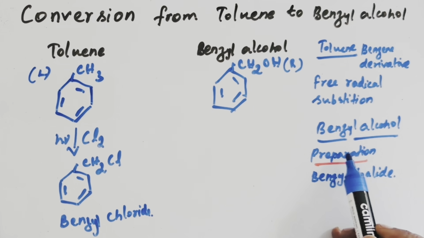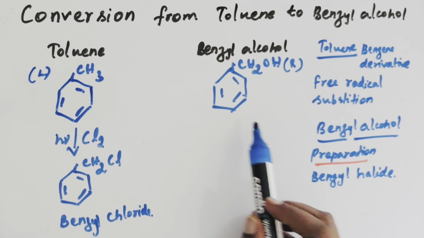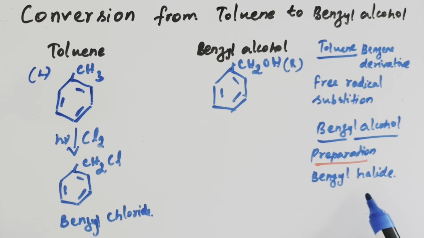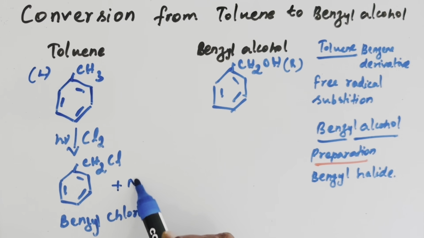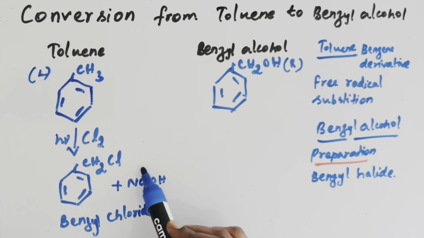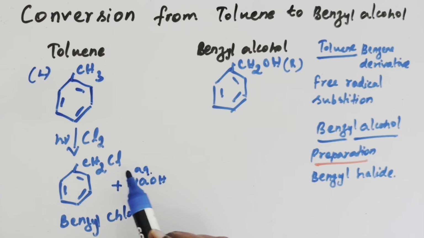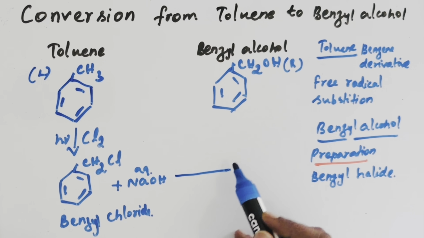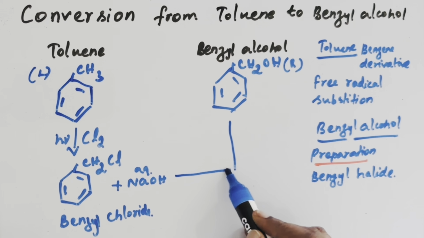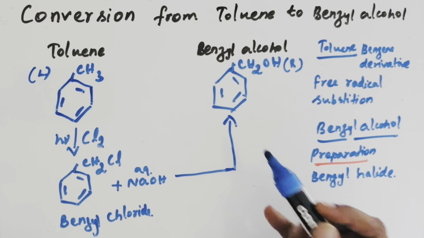If we look at the preparation of benzyl alcohol, it can be achieved from a benzyl halide. So benzyl chloride is a benzyl halide. If it is treated with aqueous sodium hydroxide, the Cl group is replaced by the OH group. That means a substitution reaction takes place, resulting in the formation of benzyl alcohol.